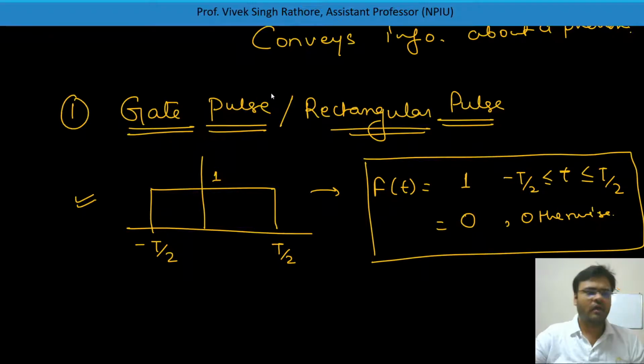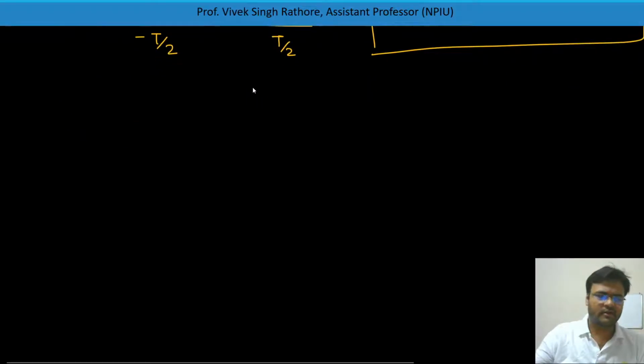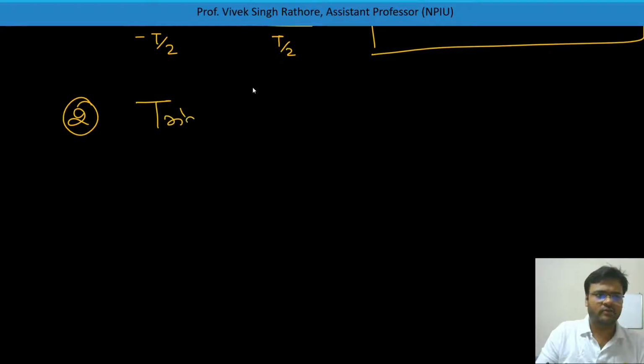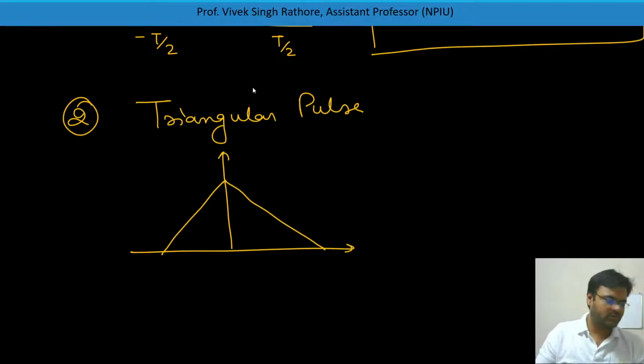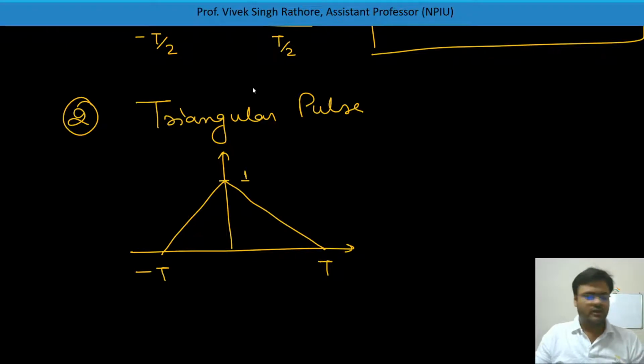Now the second signal we'll take is the triangular pulse. If you see this, from here to here, this is called a triangular pulse, and here we will take a range from minus T to plus T, and let the magnitude be 1. So how can we represent this triangular pulse?